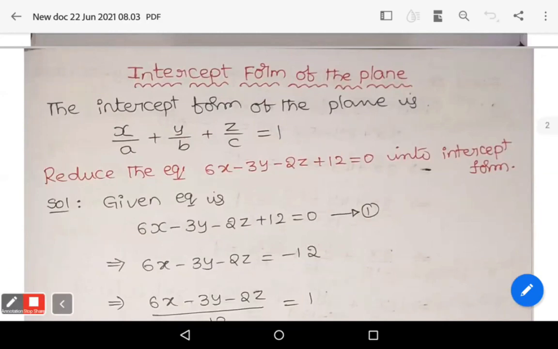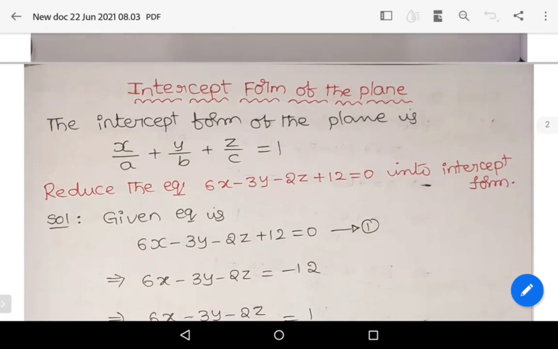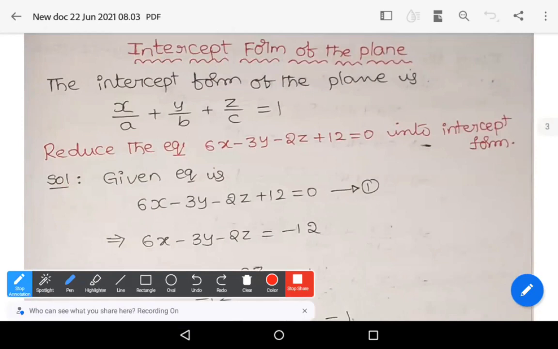Actually, we learned about this form in the introduction part. The intercept form of the plane is x by a plus y by b plus z by c is equal to 1. What is the x-intercept? a. The y-intercept? b. The z-intercept? c.